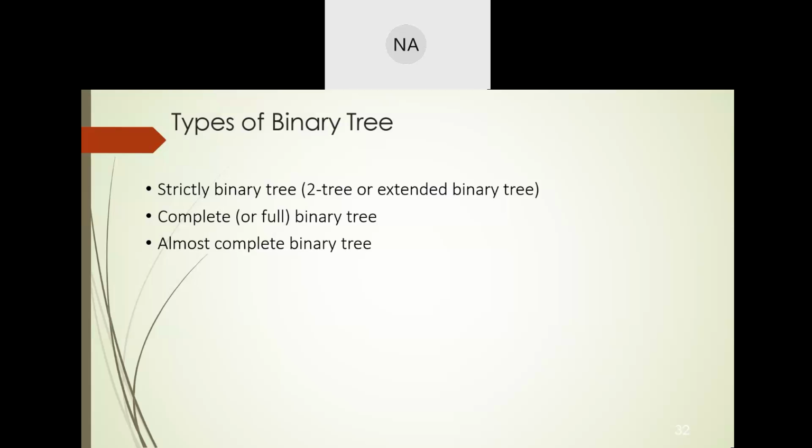So we were discussing binary trees, types of binary trees. Mainly, we can define three types of binary trees: strictly binary tree, complete binary tree, and almost complete binary tree. So, what are strictly binary trees? Strictly binary trees are also called two tree and sometimes also called extended binary tree.